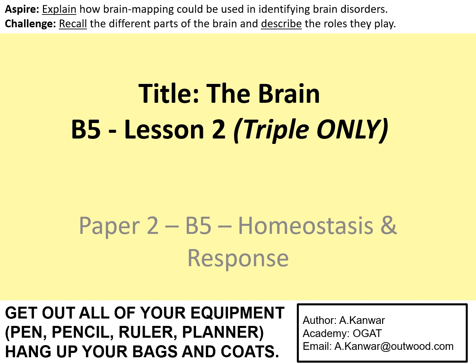So the title in your books or on a sheet of paper is the brain, B5 lesson 2. And remember that B5 is paper 2 and it is homeostasis and response. So that's what we're going to be doing. You just need a pen and paper with you and then we shall get going. So let's start off with the brain.